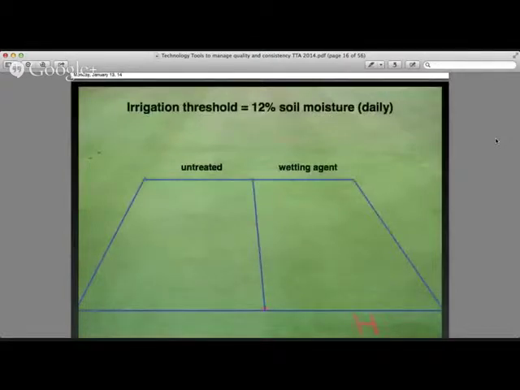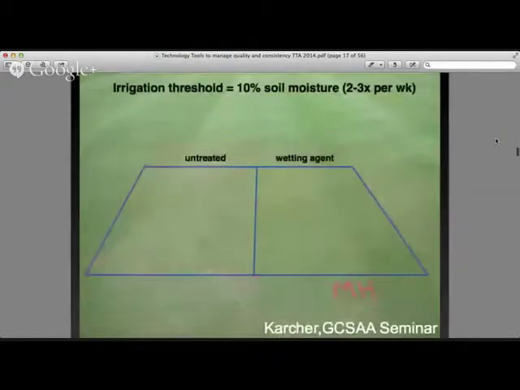And the key thing here is to look at the percent soil moisture and the differences between the untreated and the wetting agent treated plot. At 12% soil moisture, which equated to a daily irrigation event, we don't see a whole lot of difference. If we go to the next slide, at 10% soil moisture, you can start to see a difference between the wetting agent and untreated. It doesn't matter what the wetting agent was at this point.